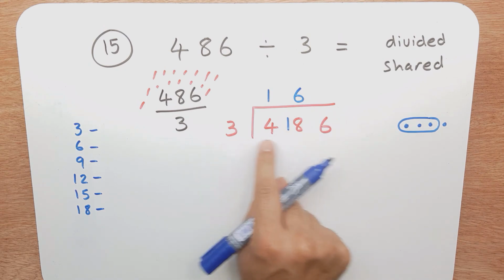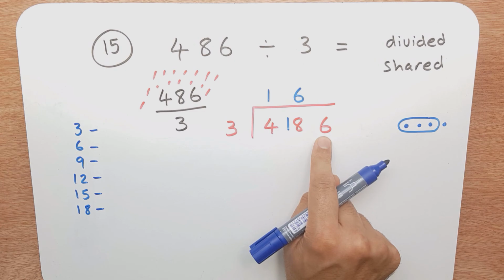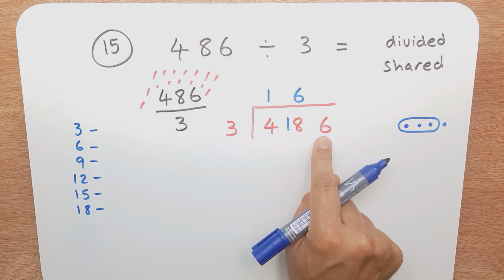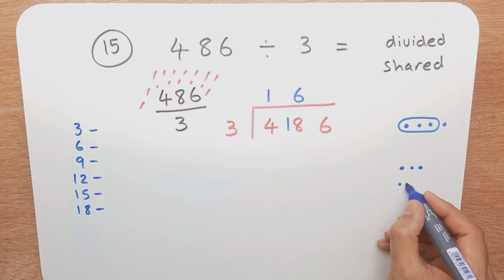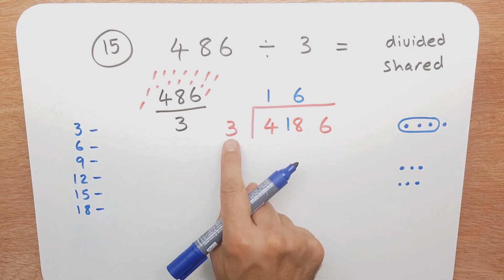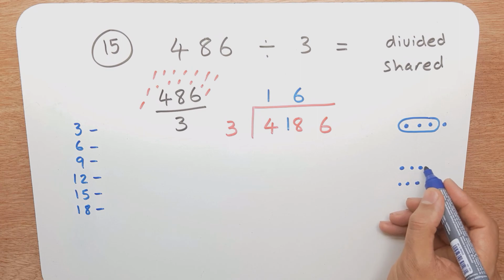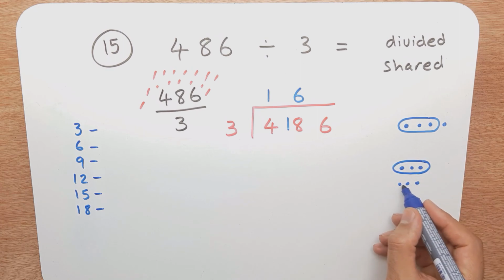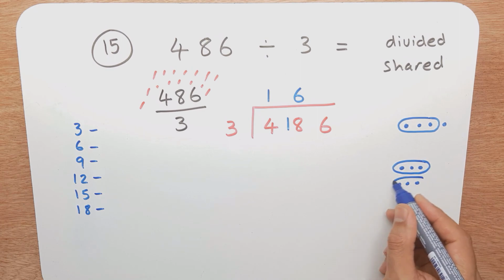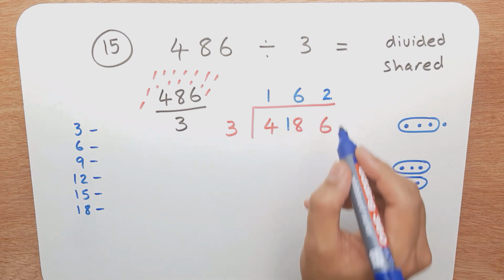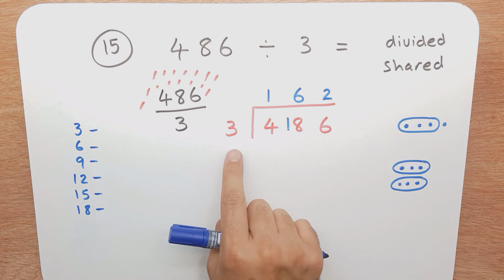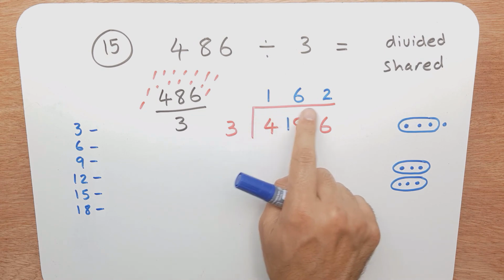How many 3s are there in 6? So there's 2 groups of 3 in 6. Let me just do that again. 1, 2, 3, 4, 5, 6. So how many groups of 3? There's 1, 2, 3, 1 group, 1, 2, 3, 2 groups. So the answer is 2. There's no remainder, so we stop there. So the answer is 162.